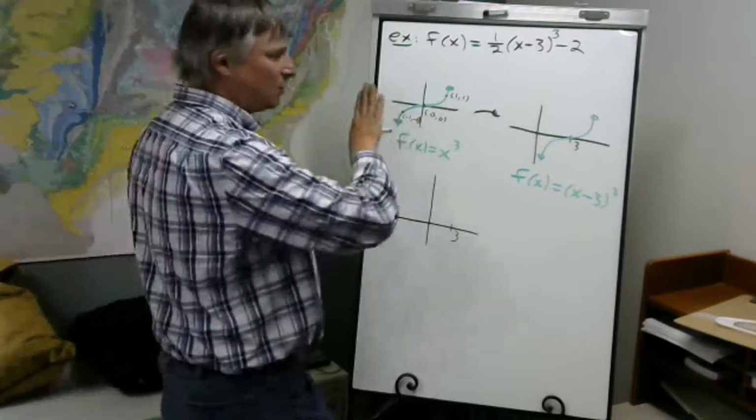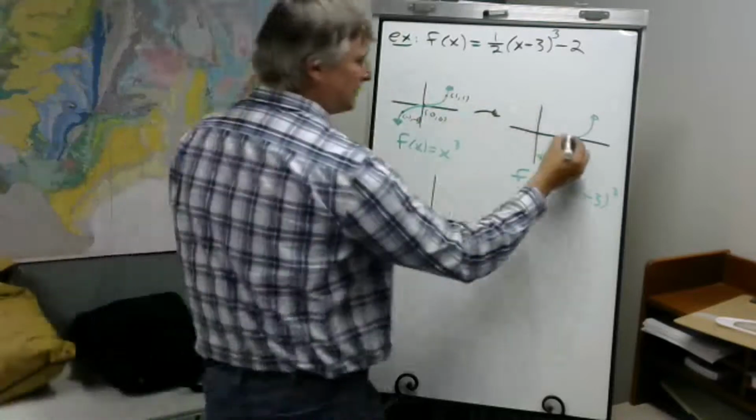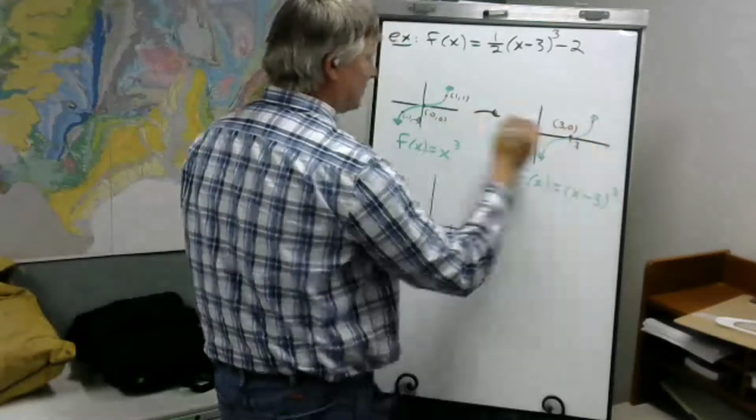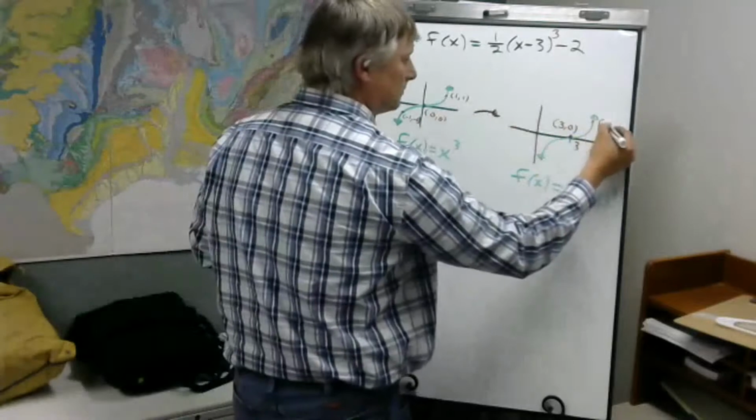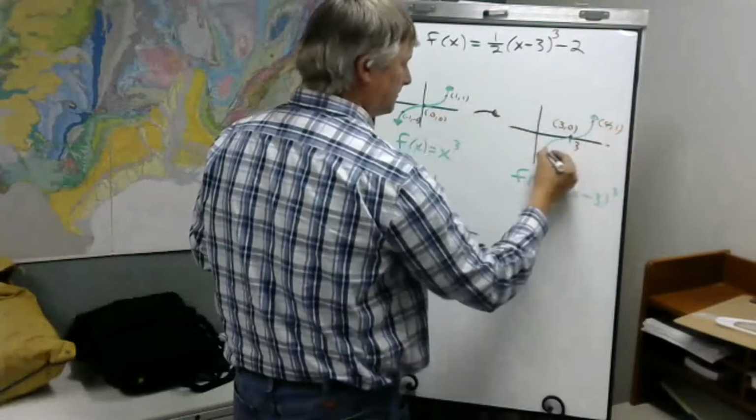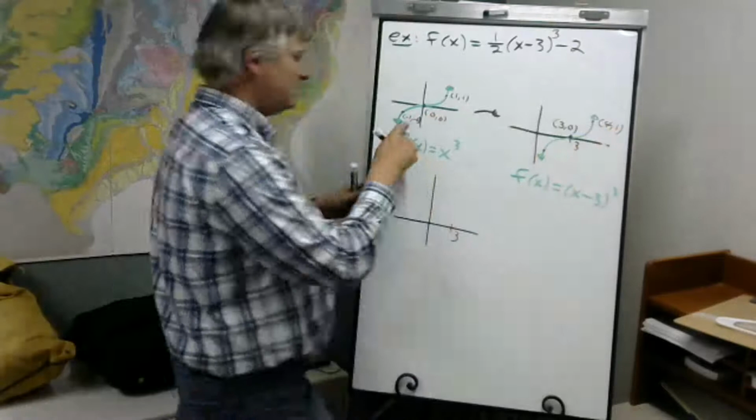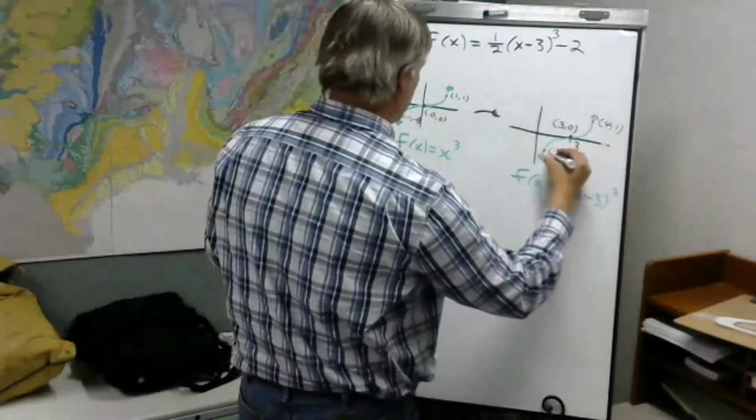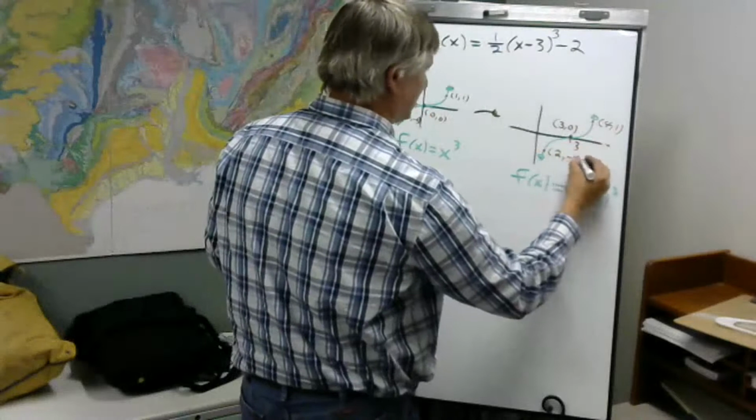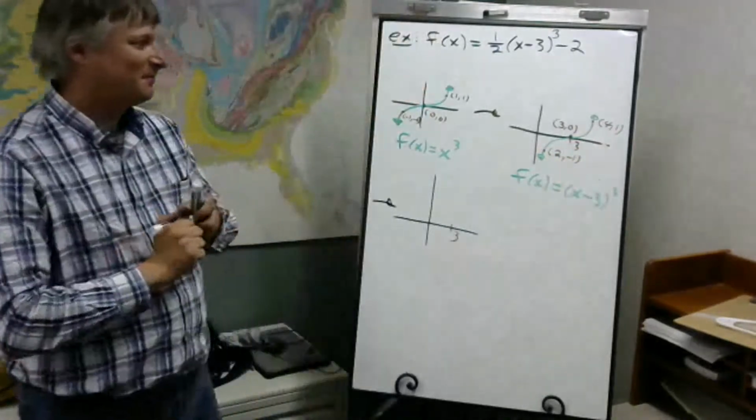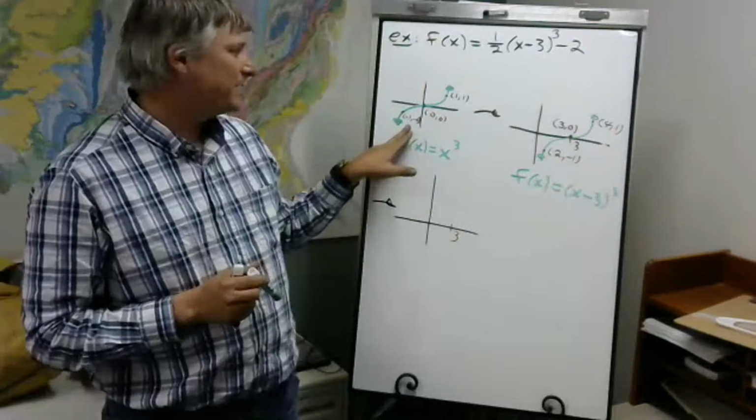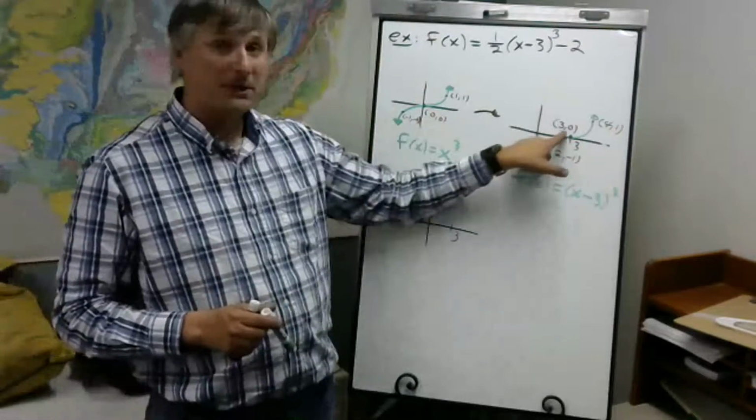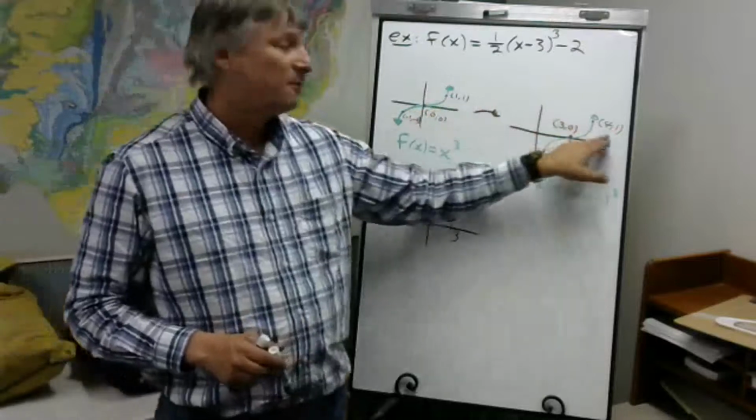Then that means shifting this over to the right 3 units, 3 and 0, 1 and 1 becomes 4 and 1, negative 1 and 1 becomes 2 and negative 1. So negative 1, negative 1, 2, negative 1, 0, 0, 3, 0, 1 and 1, 4, 1.